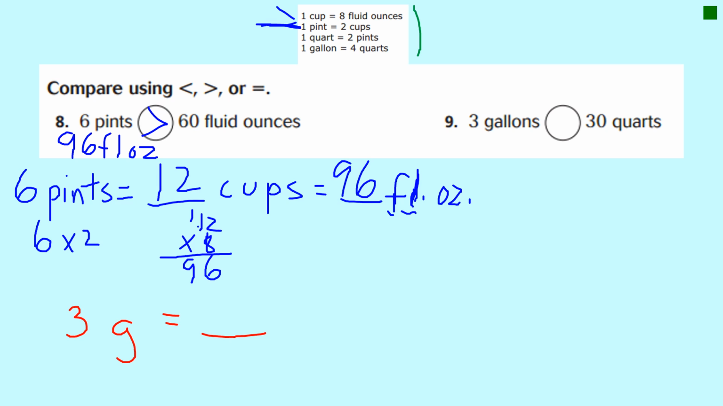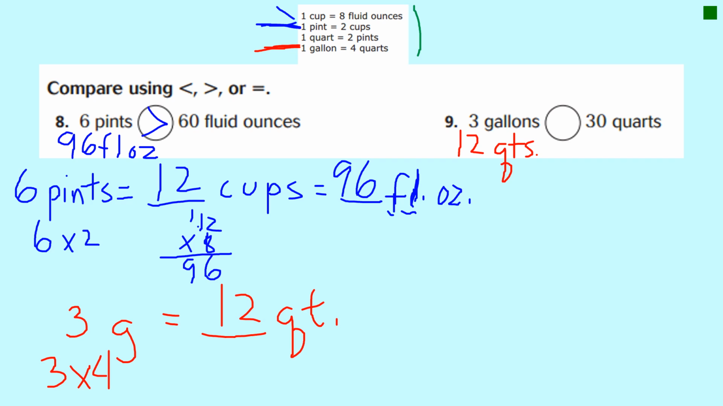Now let's look at the chart. Oh, gallons converts right to quarts here. Okay, so 1 gallon has 4 quarts. So 3 gallons, 3 sets of 4 quarts has 12 quarts. Okay, so 3 gallons is the same as 12 quarts. Well, 12 quarts compared to 30 quarts. Come on. 12 is less than 30. Okay? Beautiful. All right. See, I didn't pick all of the equal ones like on yesterday's homework, right? All right, let's keep going.